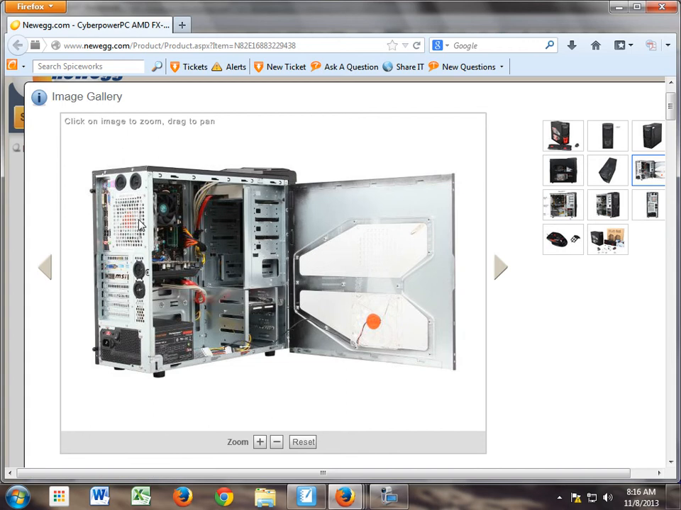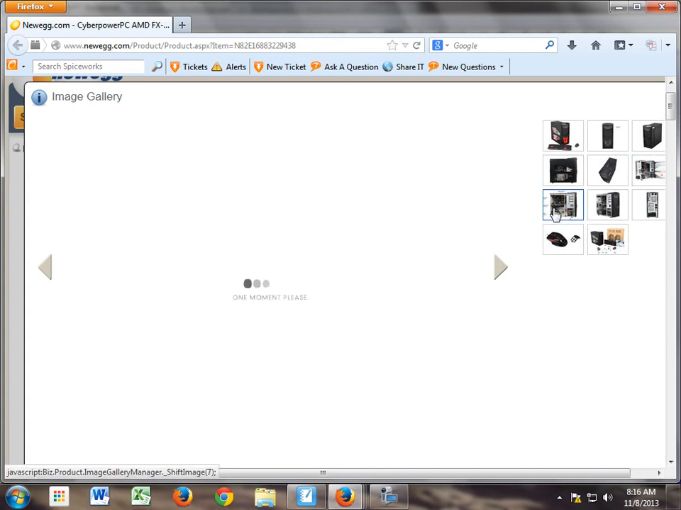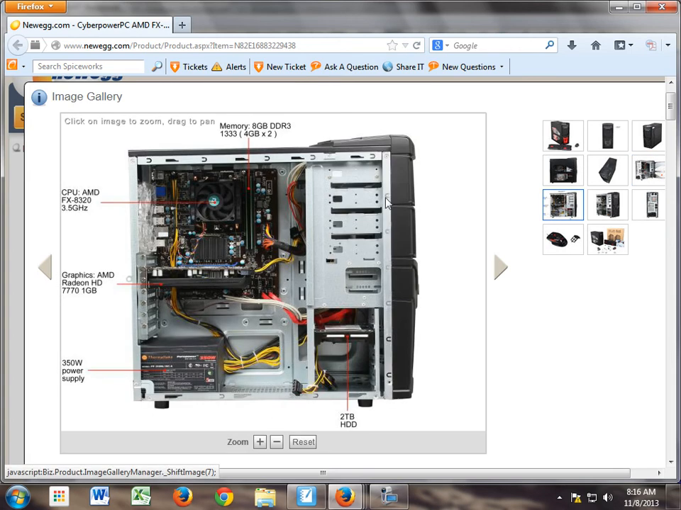I will tell you that the downside of what I see of this system right now, if I was buying the system, is right there. That is a very small, generic CPU heatsink. It's the stock AMD one that's coming with that octa-core CPU, and that would be the one thing that I would want to replace on this system.